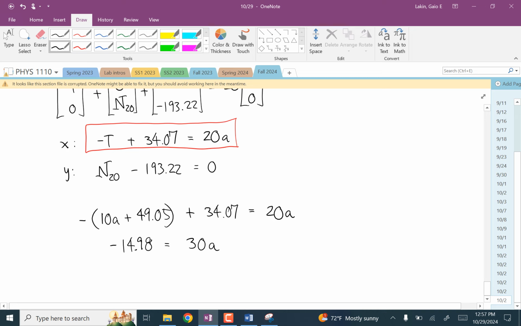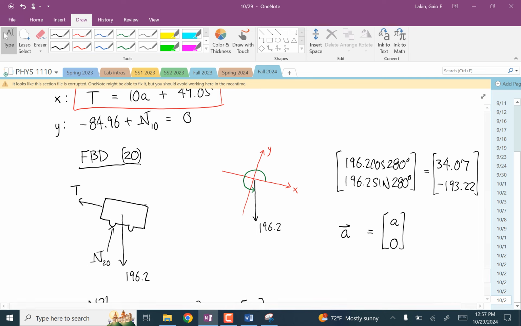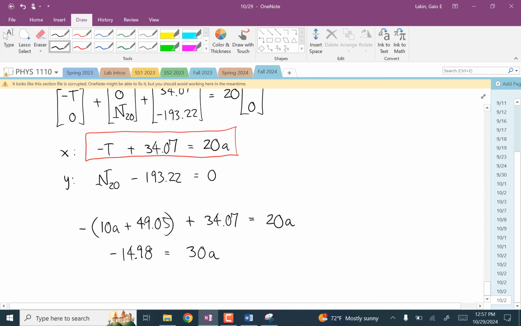Can you explain how you got there? Yeah. Where I got which one? Like that step. So I have the two boxed equations, and I know I'm okay. It was just like, how did you go from negative 10a plus 49? Well, I distributed that negative through here, so we have negative 10a minus 49.05. And then negative 49.05 plus 34.07 is negative 14.98. And I added 10A to both sides. Yeah, gotcha. Okay.